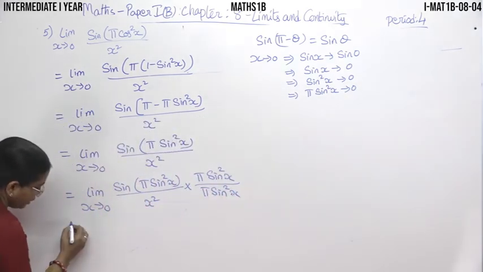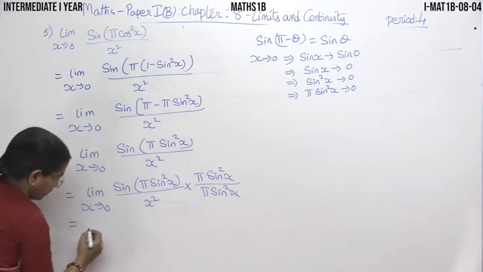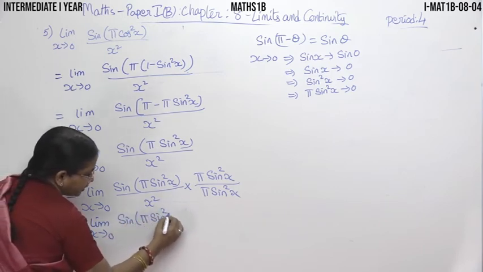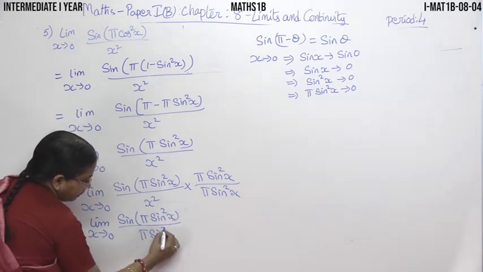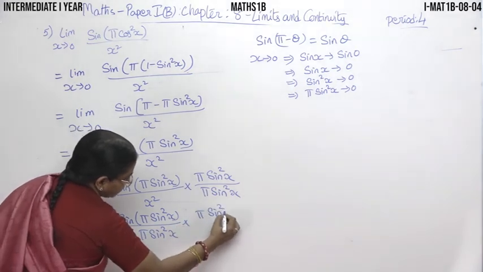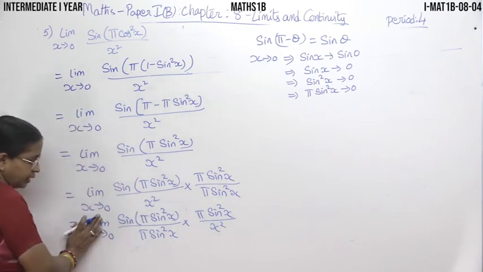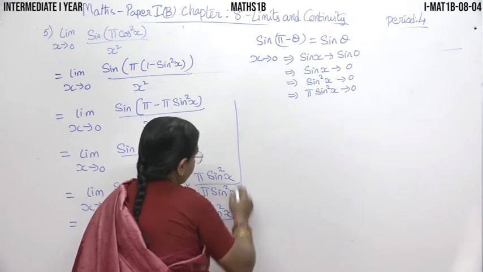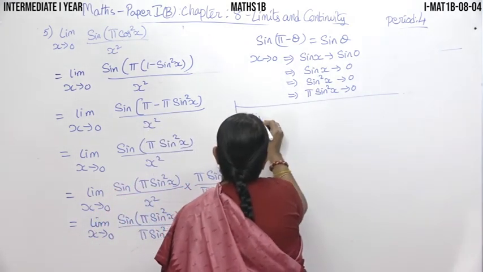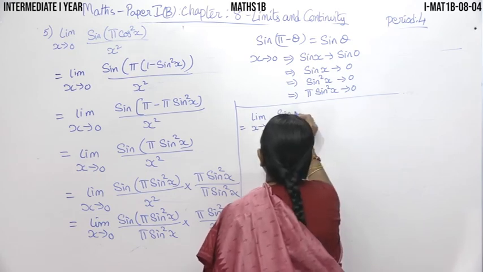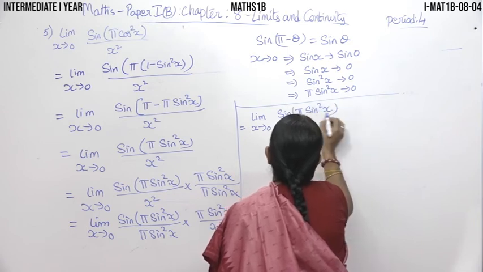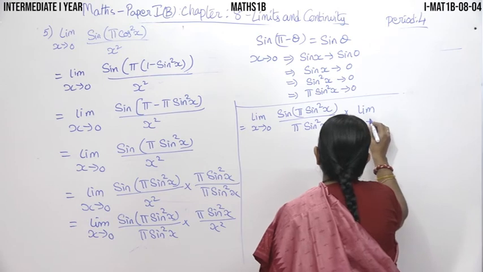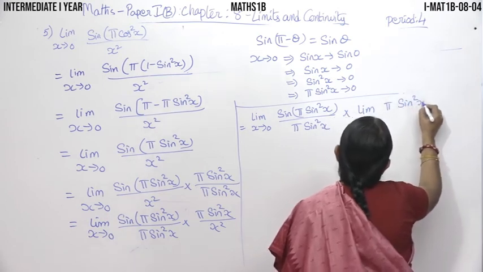So what we'll do now is, we'll write this here and this x square there. So it is limit x tending to 0 of sin of pi sin square x by pi sin square x into pi sin square x by x square. Now we'll write the limit separately. This is like limit of f of x into g of x, so limit of f of x into limit of g of x. So the limit is equal to limit x tending to 0 of sin of pi sin square x by pi sin square x into limit x tending to 0 of pi into sin square x by x square.